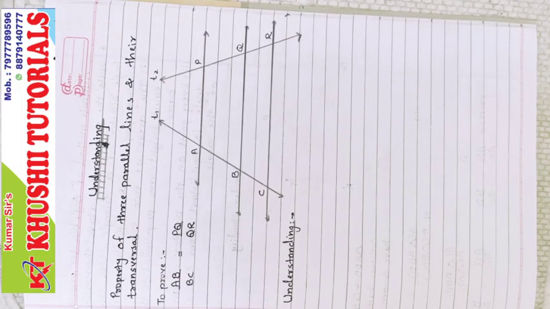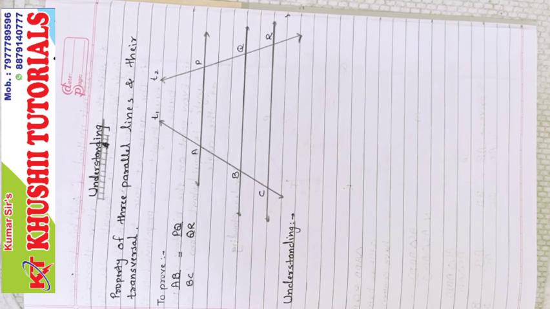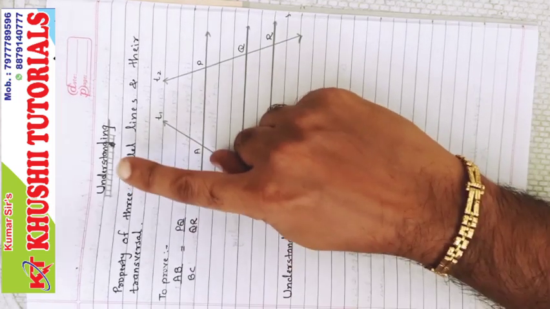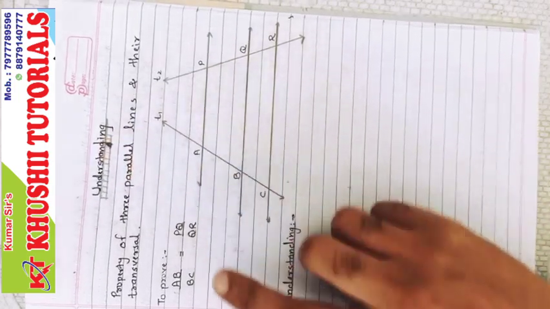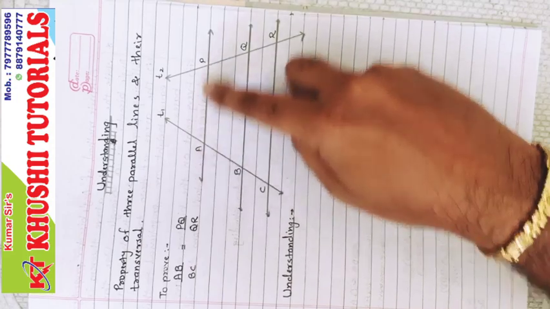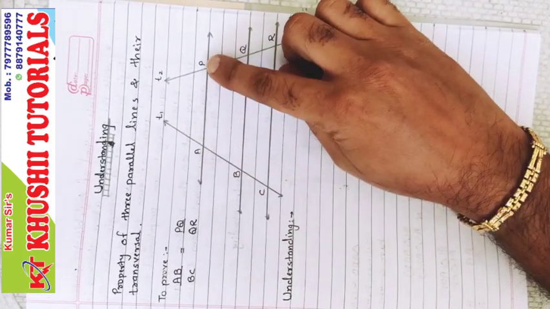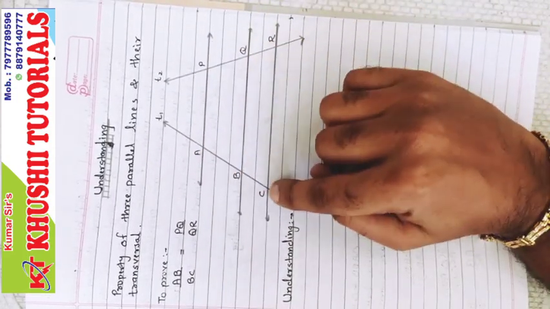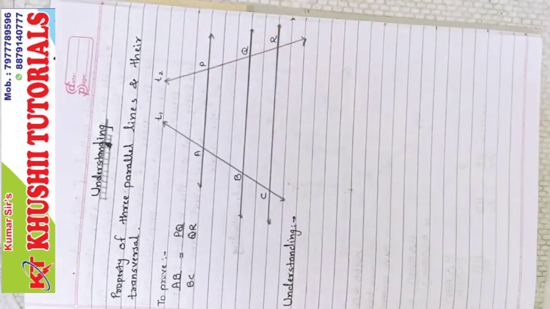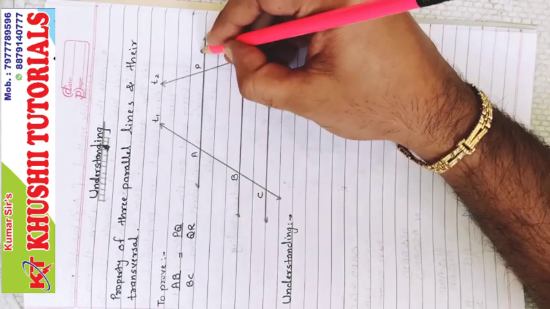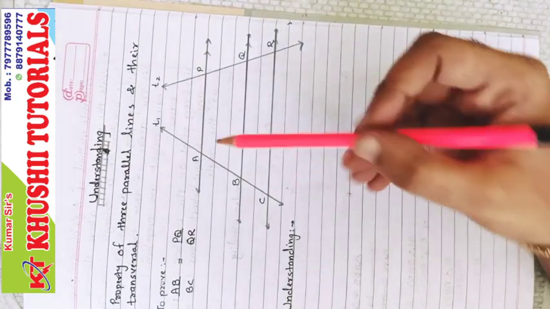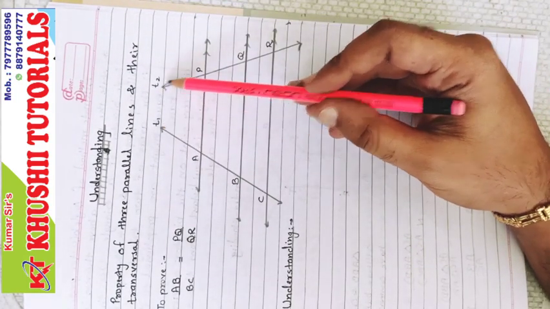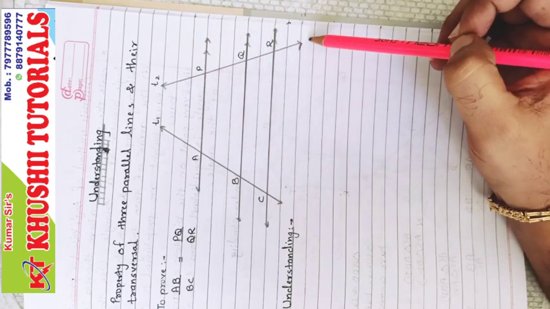Now let's start with theorem number 4, properties of three parallel lines and their transversals. This is the property and we will do understanding. Now there are three parallel lines AP, BQ and CR. These are already given three parallel lines. And T1 and T2 are transversals.